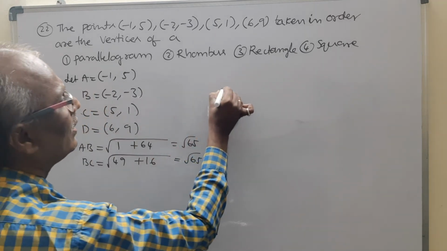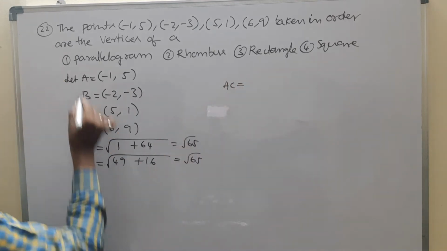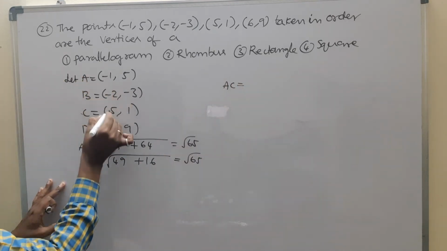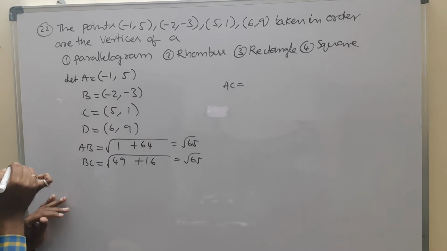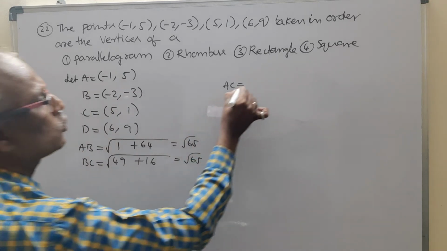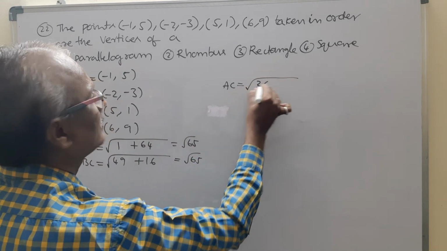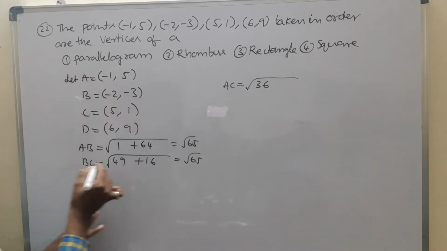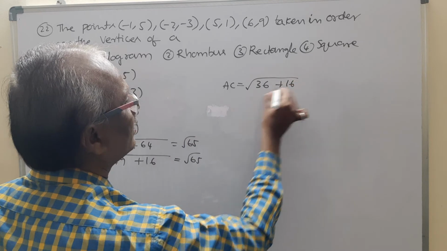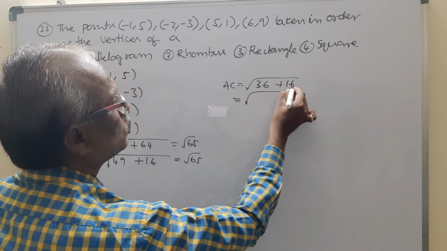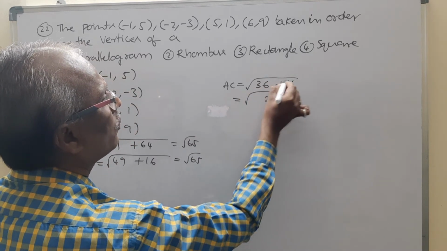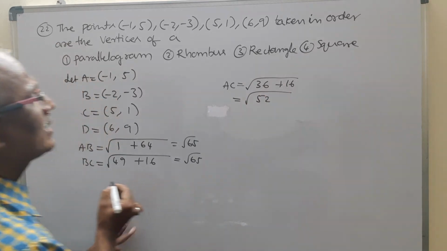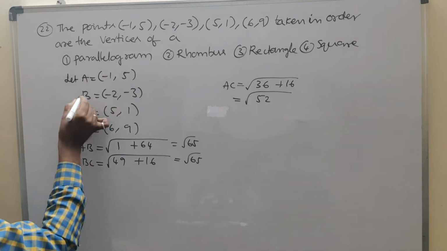To find the length of AC: minus 1 minus 5, minus 1 minus 5, minus 6 whole square, 36. Next, 5 minus 1, 4 square, 16. Here 36 plus 16 is 52. AC length is root 52. Next, to find BD.